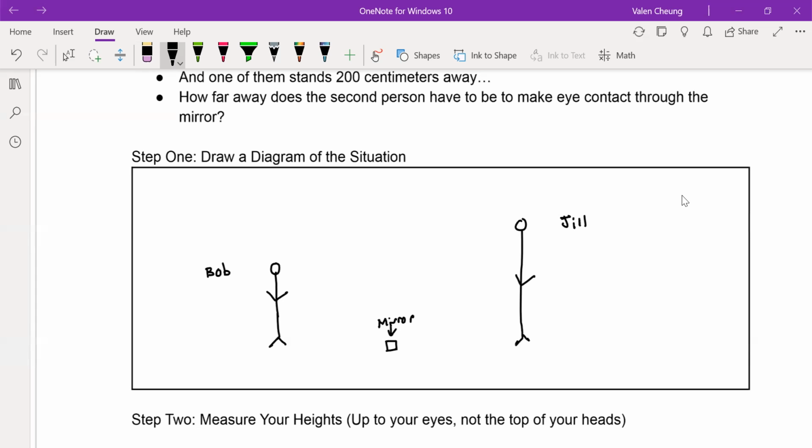And now I want you to make two triangles by having them look into the mirror. So what I mean is from Bob's eyes down to the mirror and then over to his feet, you're making one triangle. From Jill's eyes down to the mirror and to her feet, you're making the second triangle. And notice, Bob is perpendicular to the floor, so that's going to be a right angle. Jill is perpendicular to the floor, so that's also a right angle.